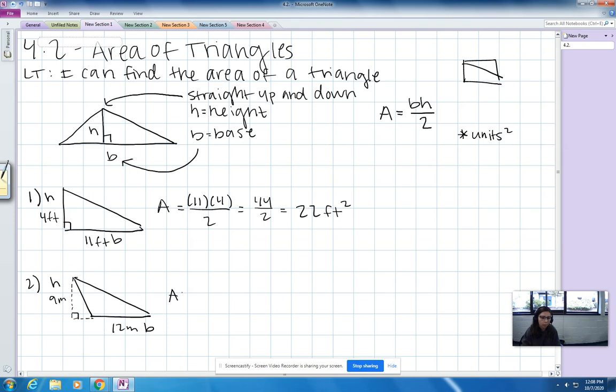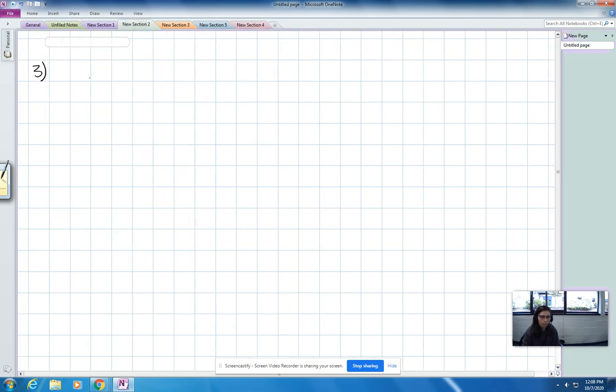So now we're ready to plug those into our formula. So area equals base, which is 12, times height, which is 9, all divided by 2. 12 times 9, that is 108 divided by 2. 108 divided by 2, that is 54. And then we put our label, which should be our unit, meters squared. Okay, we are going to try a couple more.